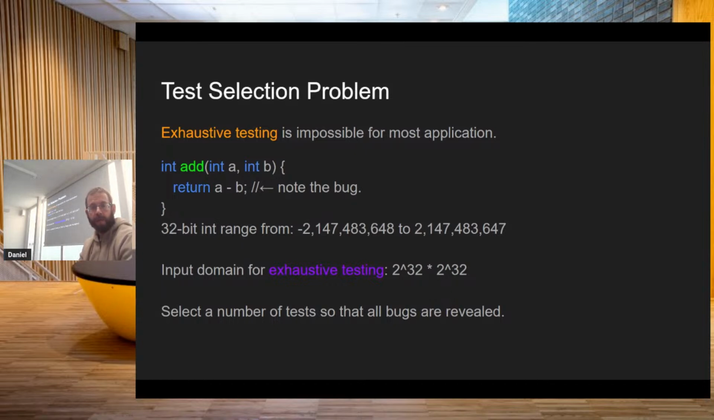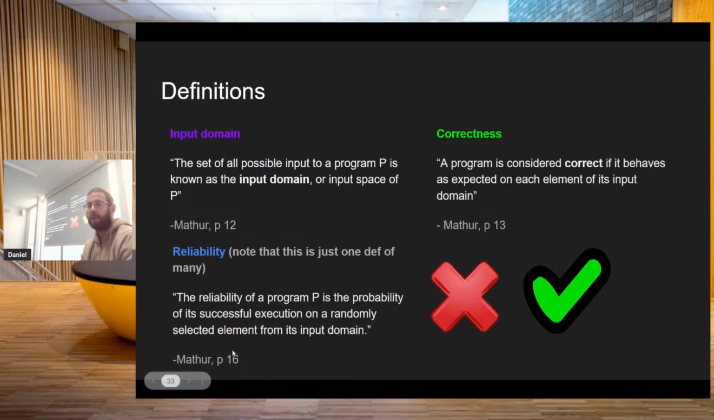I got a question about some of the slides having a reference to a book. So this is a book that I have taken these definitions from.